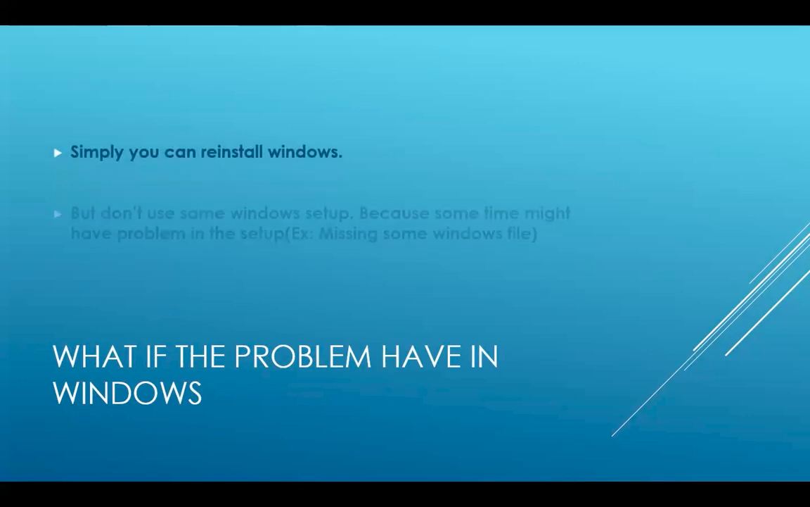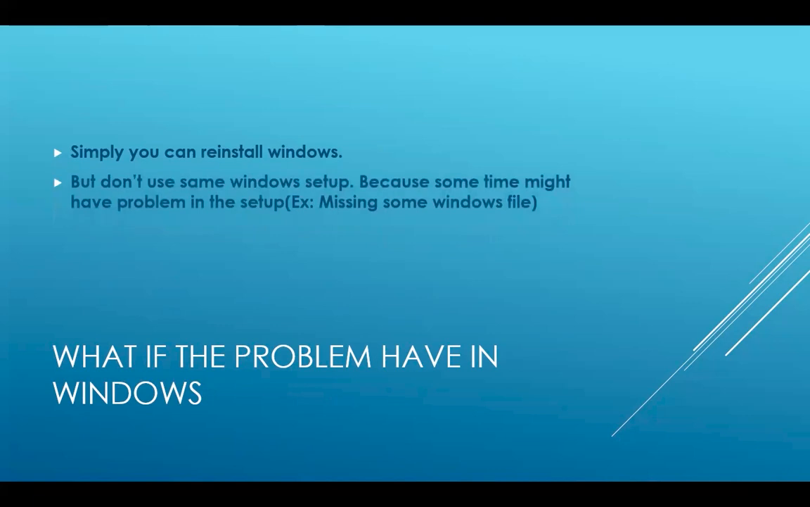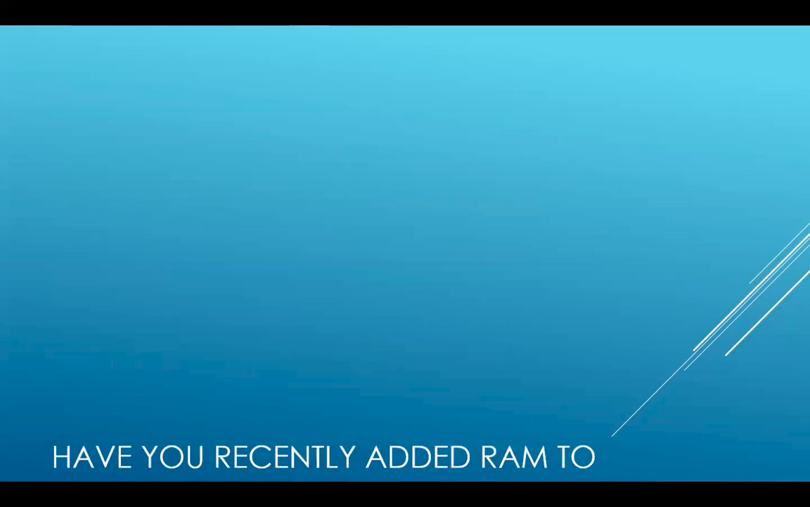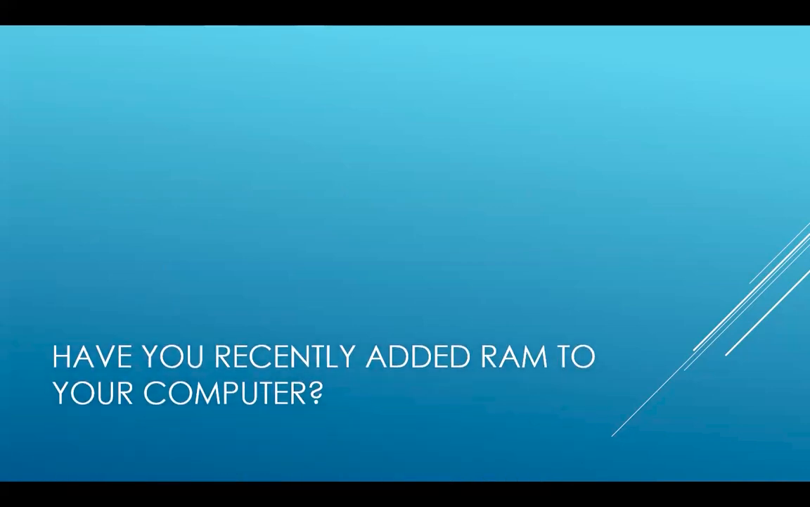Simply, you can reinstall Windows, but don't use the same Windows setup, because sometimes there might be a problem in the setup, for example, missing some Windows files. Try a higher or lower Windows version. That means if you use Windows 10, you can use Windows 7 or Windows 11. But if you want the same Windows version, you can install it, but don't use the same Windows setup. Remember it, okay?